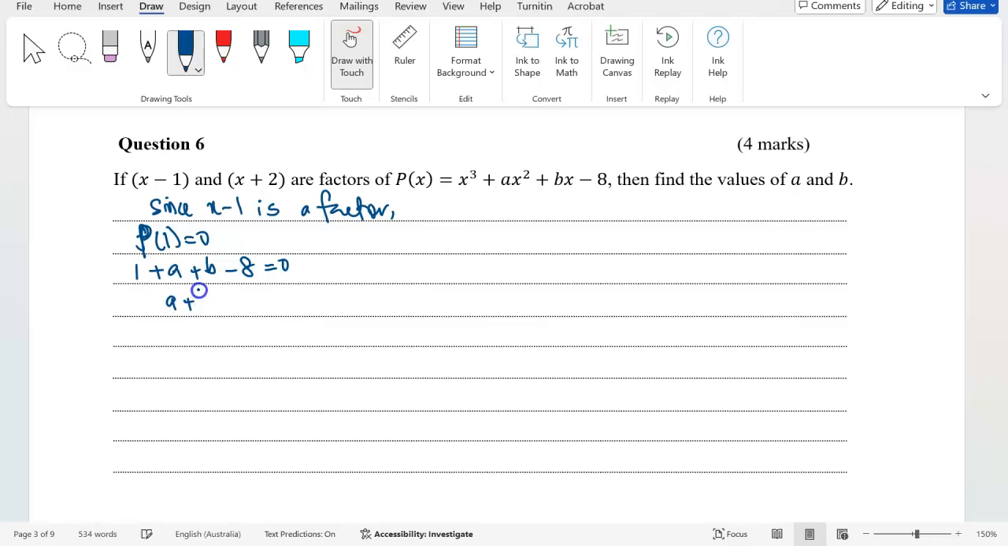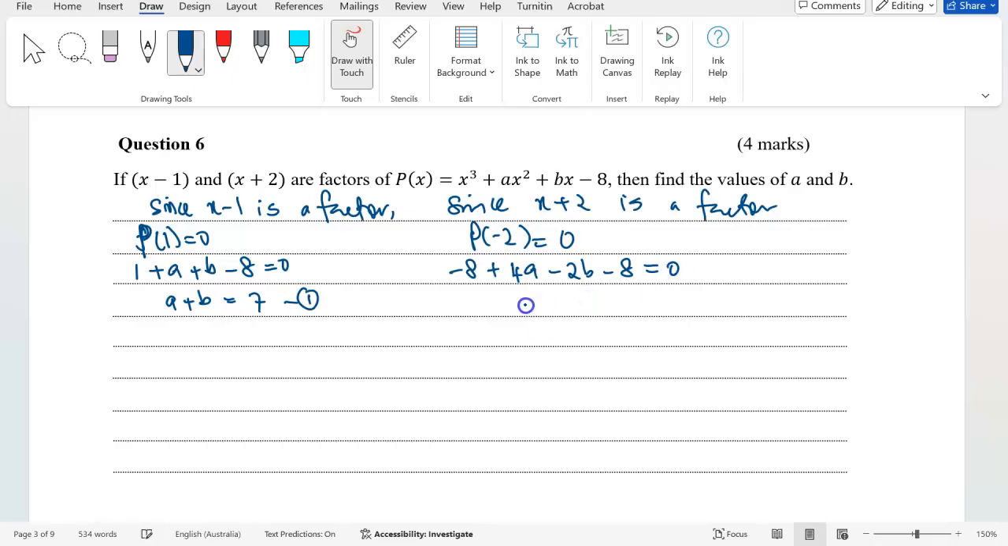So you'll have a plus b equals 7, Equation 1. And the other one is, since x plus 2 is a factor, we are able to say that f(-2) equals 0. That would be -8 plus 4a minus 2b minus 8 equals 0. So you're going to get 2a minus b equals 8, Equation 2. I hope this is correct.